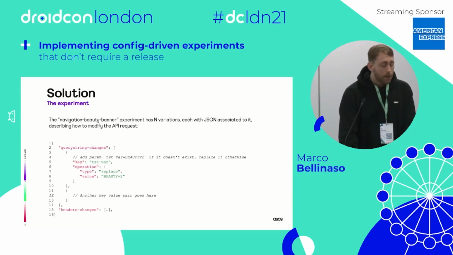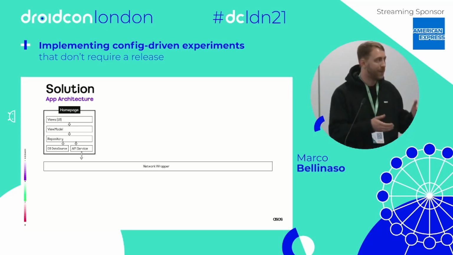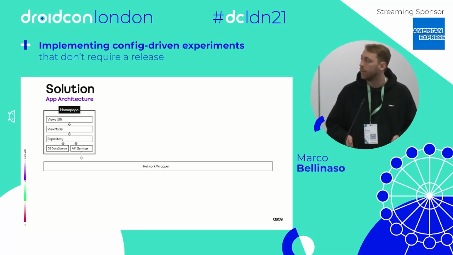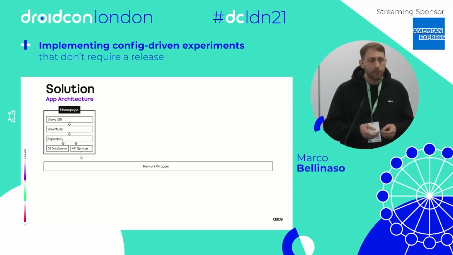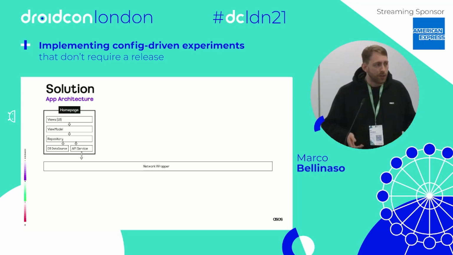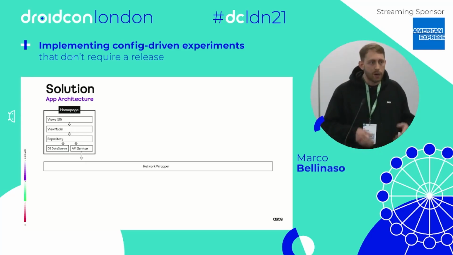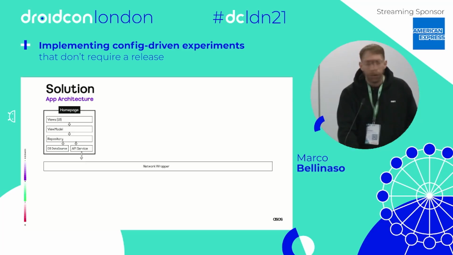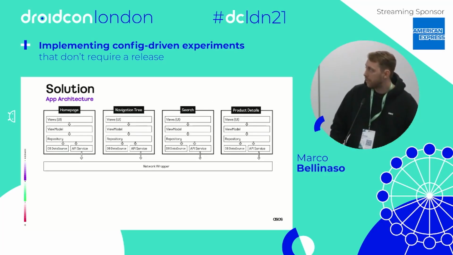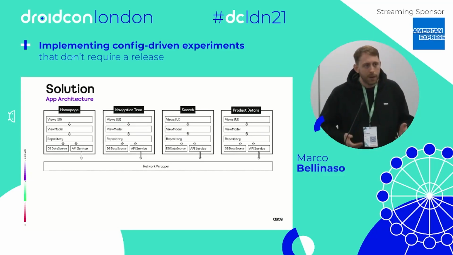So in terms of how our app works, I'm hoping this will be a familiar picture to most of you of how our app is structured architecturally. For our homepage, for example, we have UI that talks to view models that talk to our repositories, and the repositories talk to a number of data sources, be it local or remote. And in this case, we have a wrapper around our network that is shared across all of our apps. So whether it's the homepage or navigation tree, search, product details, I'm hoping this is a familiar picture to most of you of how your app is structured.